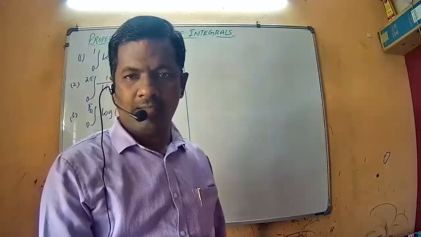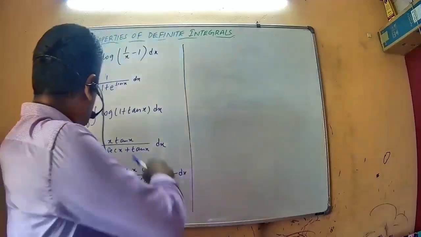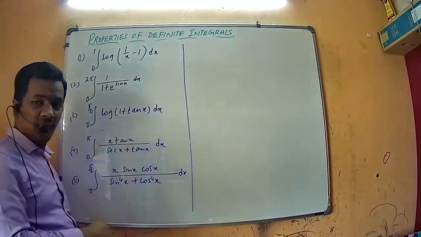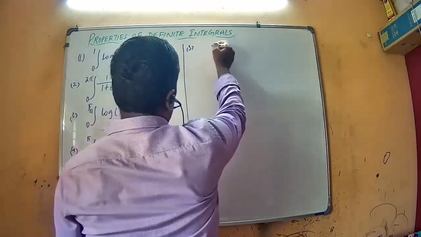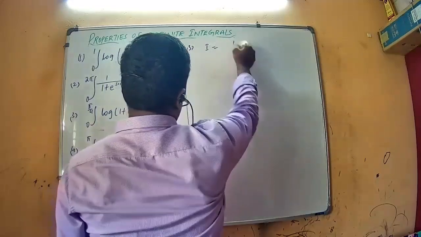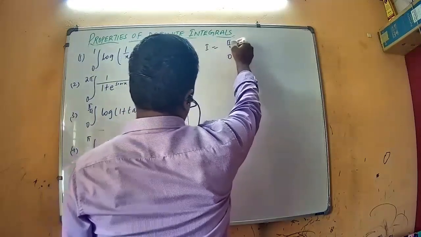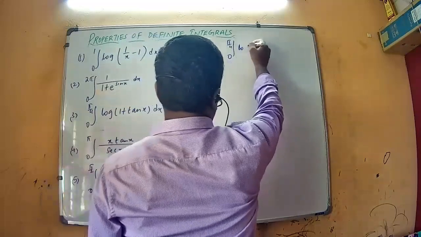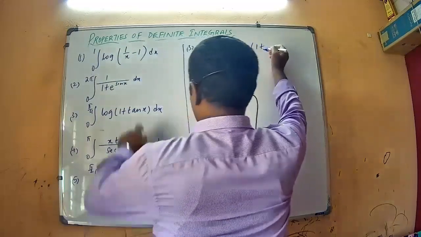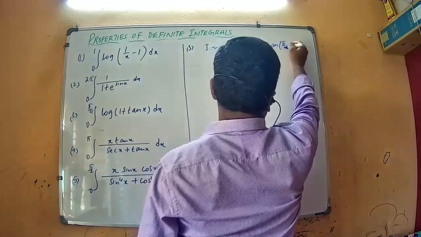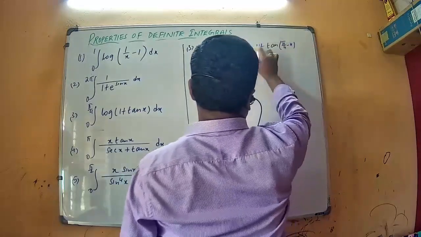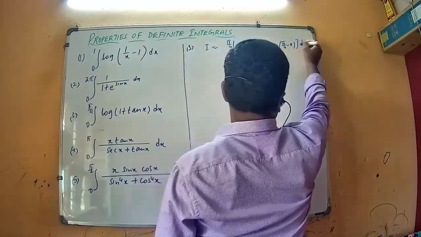Now see the third question. The integral from 0 to pi by 4 of log of (1 plus tan x). Apply the property: I is equal to the integral from 0 to pi by 4, as the lower limit is 0, writing x as upper limit minus x. So this will become tan of (pi by 4 minus x) dx.